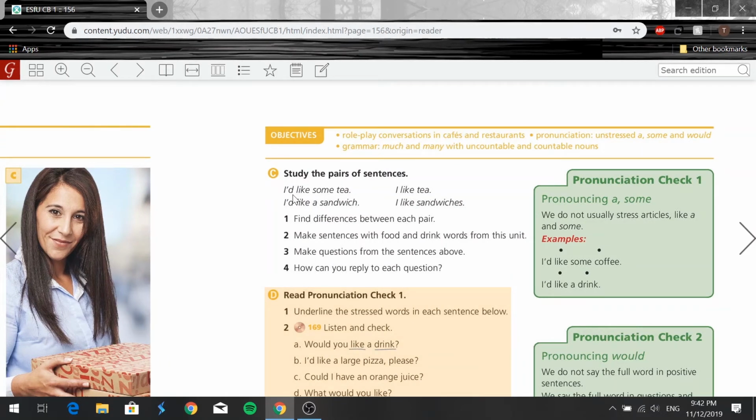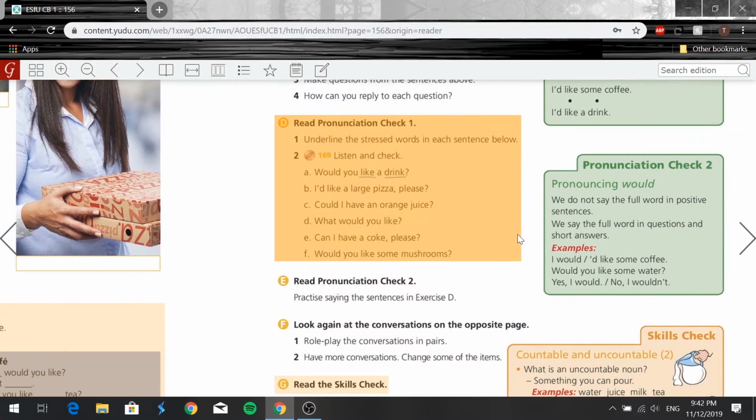So don't ever, when you're in a restaurant or a cafe, don't ever say, I would like some tea, or I would like a sandwich. No, this is not correct. It's better if you say, I'd like some tea, I'd like a sandwich, okay? Again, I would, you'll change it to apostrophe D, so I'd like some coffee. Again, this is a question, so it's fine to use the word would. Would you like some water? Short answer, so yes, I would, or no, I wouldn't.